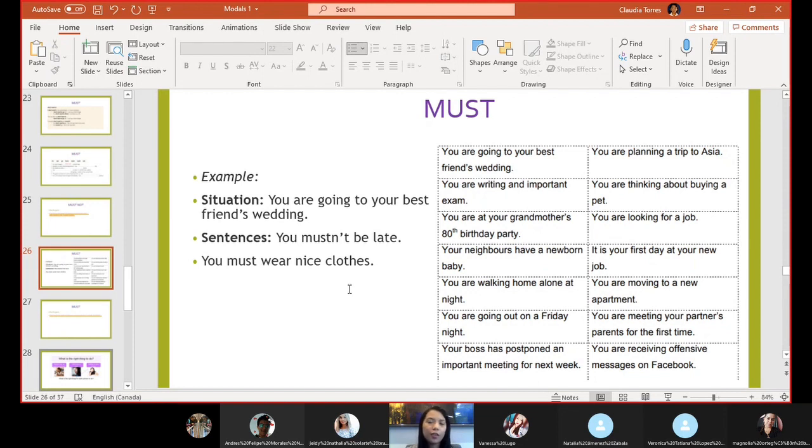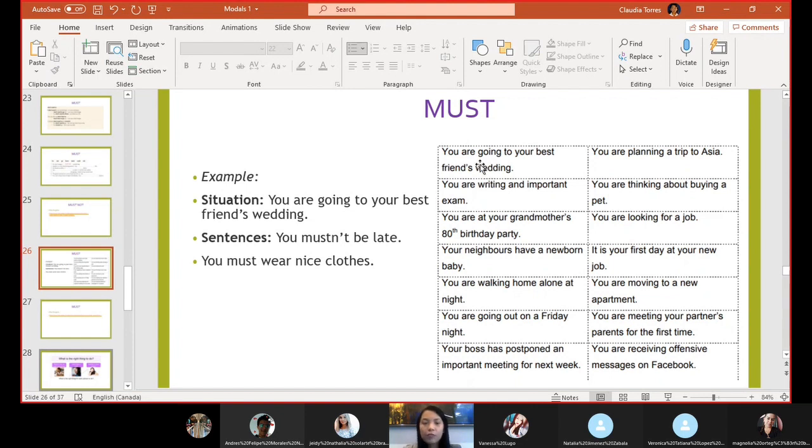Do you remember the girls at the cinema? Like you must. Also, you can talk about social rules. For example, when you go to a formal event, you're supposed to dress up. I mean, to dress very nice. So that's why it's mandatory, right? It's like a rule that you have to follow.